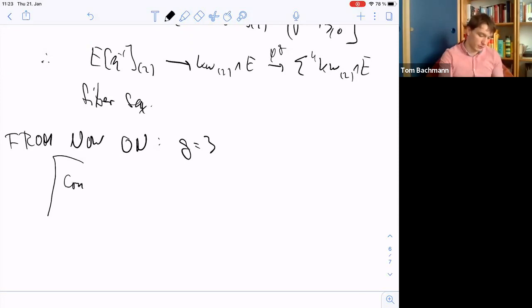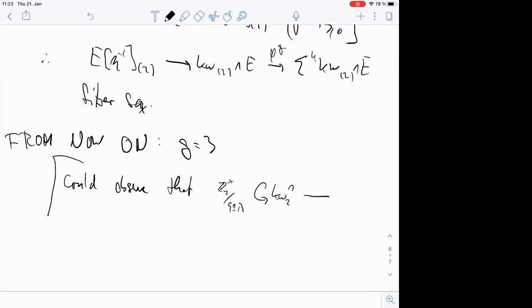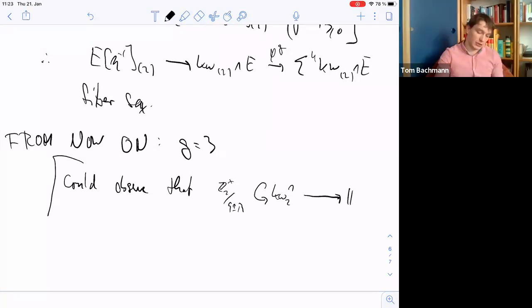Observe that, let's say Z2 units mod plus minus one, right? So this acts on KW dyadically completed. But this guy here maps, of course, to its pi zero, which is HW dyadically completed. And on this guy, the action is trivial.